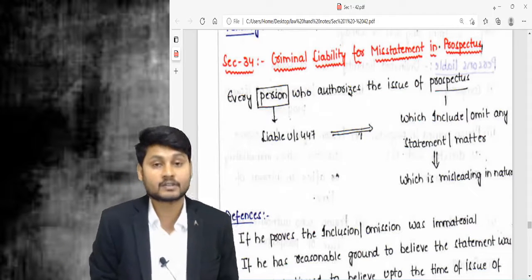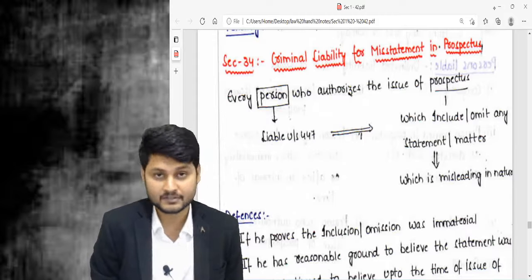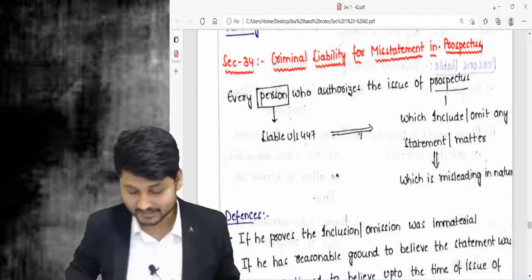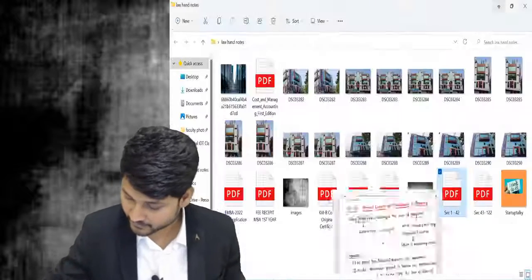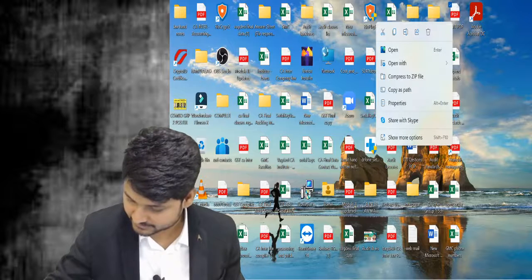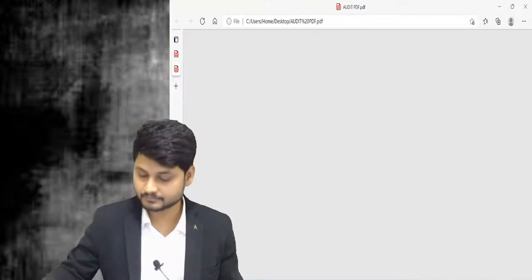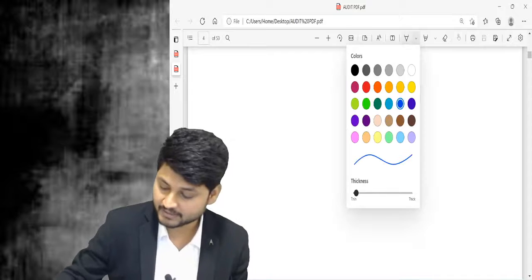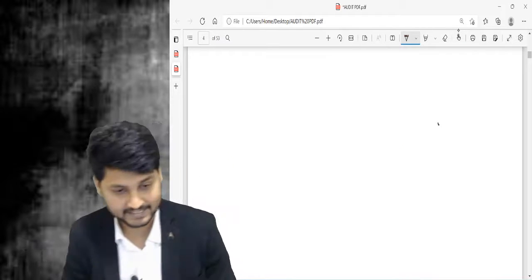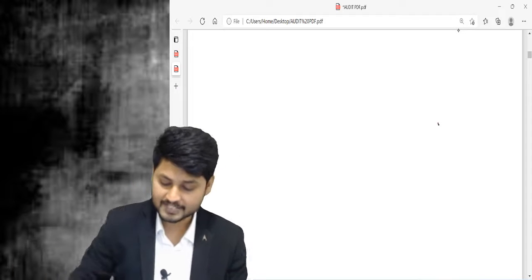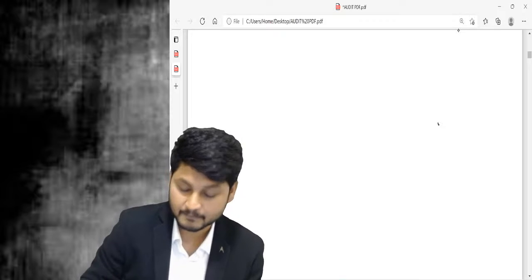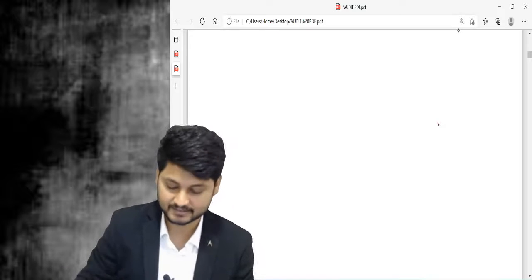Let us try to focus on sections 34 and 35 first, and then we will move on to 36 and 37. Let us have a flow chart for this purpose. Briefly, we need to understand the concept first, and then we will jump on to the material. Imagine there is a company which wants to issue the prospectus.